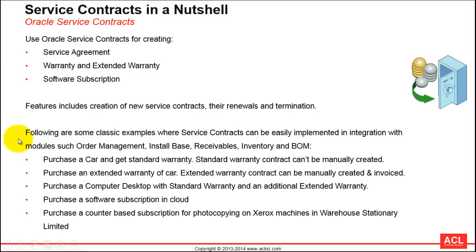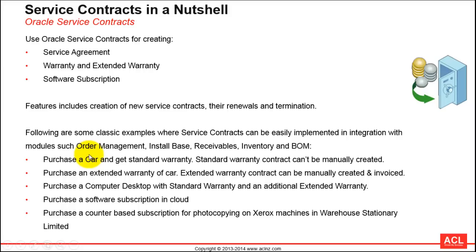A number of other examples I have listed down over here. A few of them I have discussed with you already. For example, purchasing a brand new car and getting a standard warranty. The standard warranty is nothing but a service contract. One can create it in the service contracts module. Purchasing a car can be a sales order, which can be created in the order management module. So order management works in integration with the service contracts module to not only create the sales order and associated invoice, but also to create a standard warranty pertaining to that car.